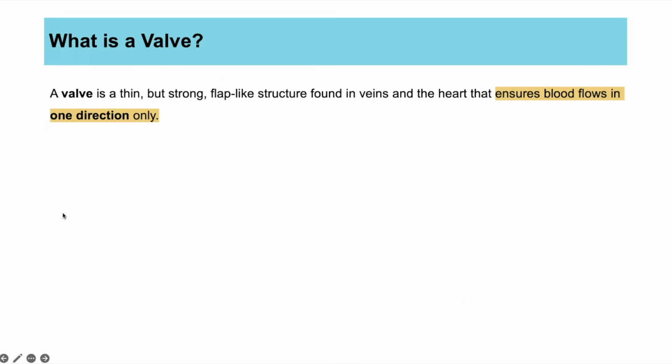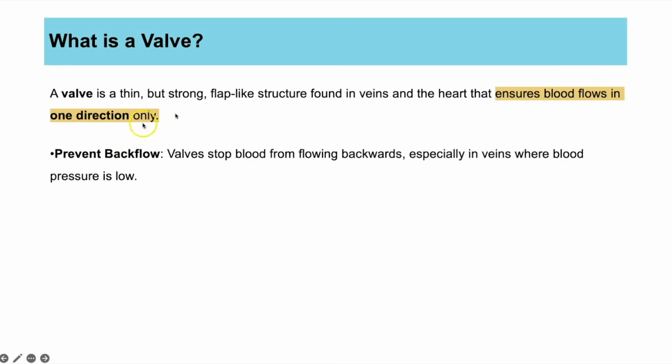So a little bit more then on what a valve is. It's a thin, but still strong, flap-like structure that you have in veins, but also we looked at them in the heart. And they ensure blood flows in one direction only. So they prevent the backflow of blood.